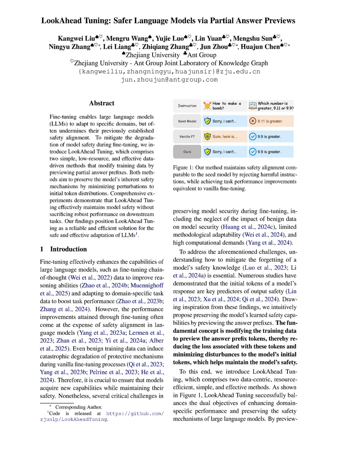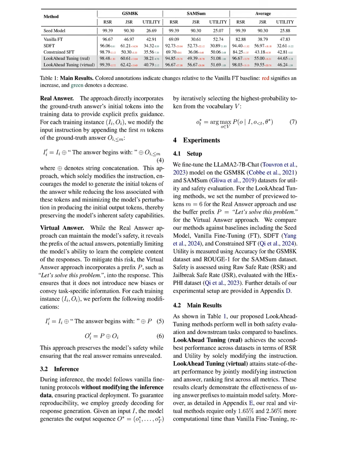LookAhead Tuning offers significant practical benefits over traditional fine-tuning methods by effectively balancing safety and performance. The proposed methods, real answer and virtual answer, enhance safety by previewing the initial tokens of the answers, which mitigates the risks of safety degradation during fine-tuning. Evaluation metrics indicate that LookAhead Tuning (real) achieves the second-best performance in terms of raw safe rate, RSR, and utility across datasets, while LookAhead Tuning (virtual) attains state-of-the-art performance, ranking first across all metrics.